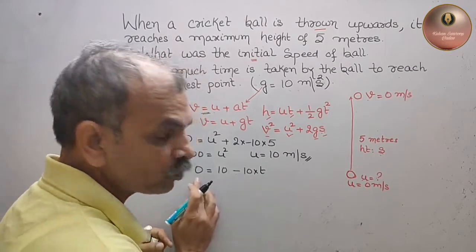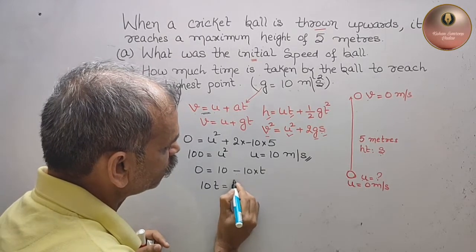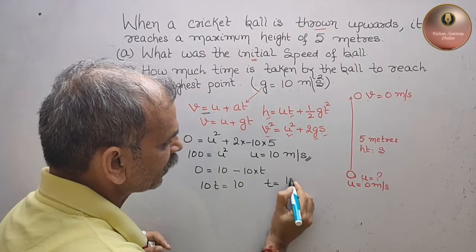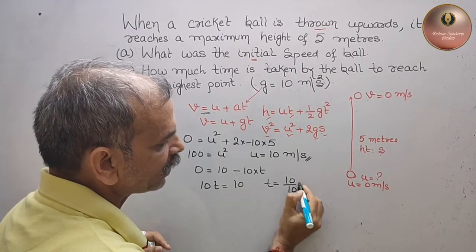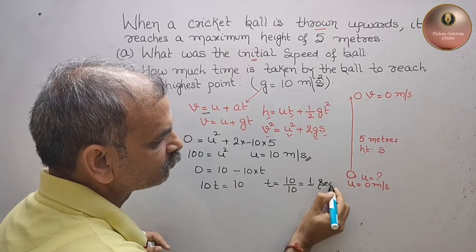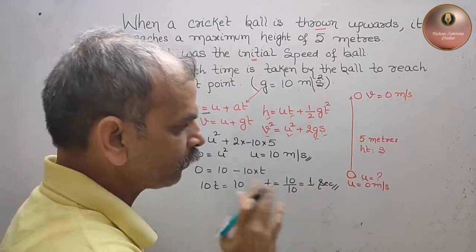Now bring this to left side. You will get 10t is equal to 10. तो t is equal to we can say 10 by 10. That is equal to 1 second. तो हमने इनिशियल और टाइम दोनों निकाल दिए.